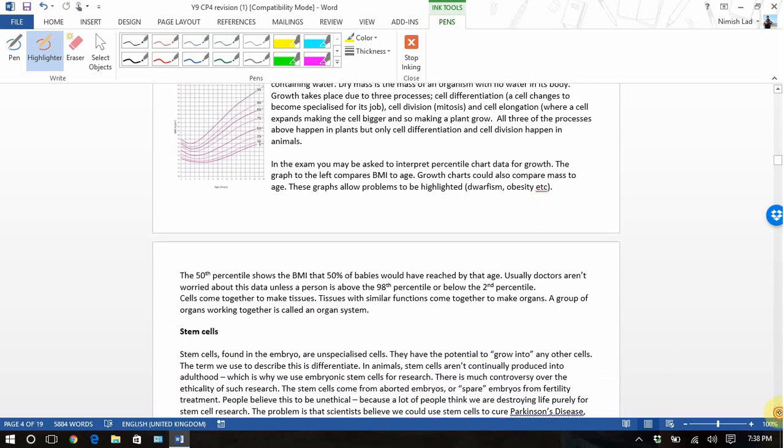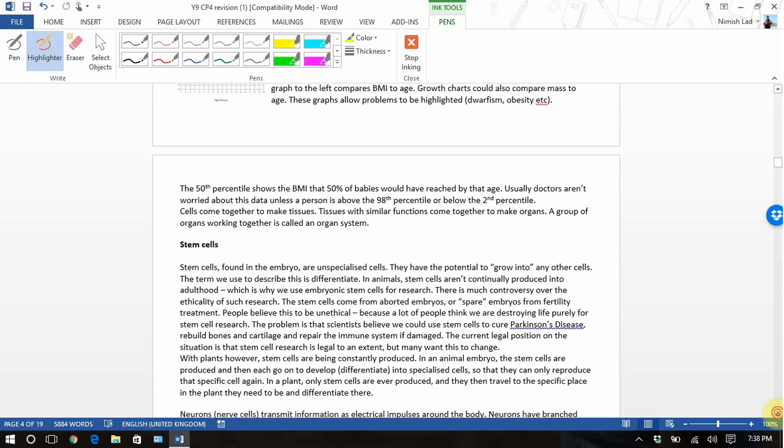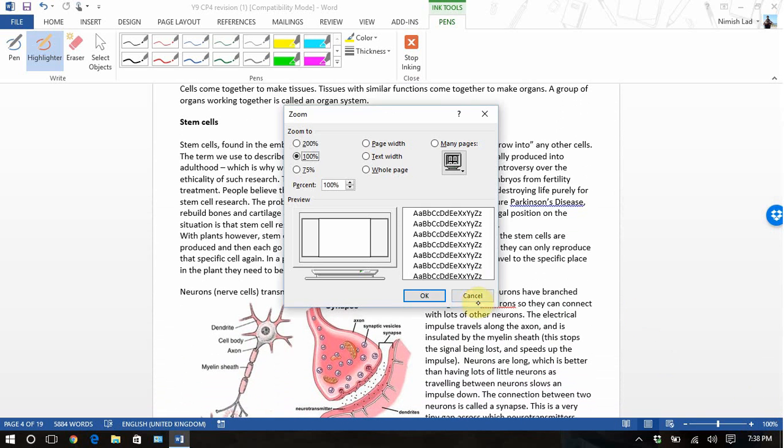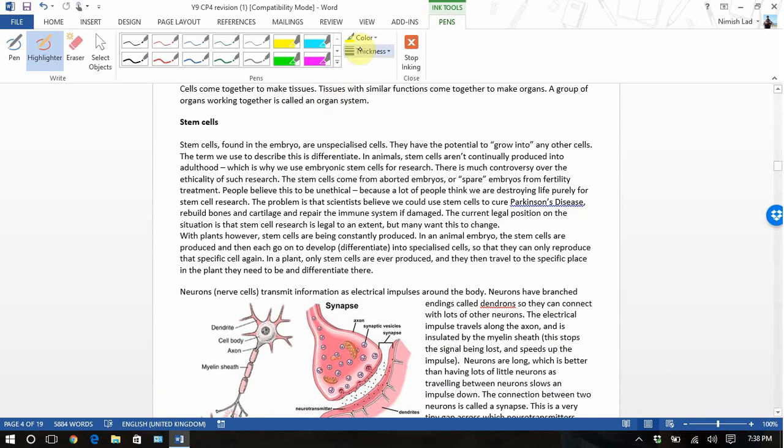So stem cells. Stem cells you did right at the start of Year 9. The stem cells are found in the embryo, and they're unspecialized cells. In other words, they do not have a job. They have the potential to grow into any other type of cell. So we call that idea of growing to have a job differentiate. Okay, so they differentiate to have a job.